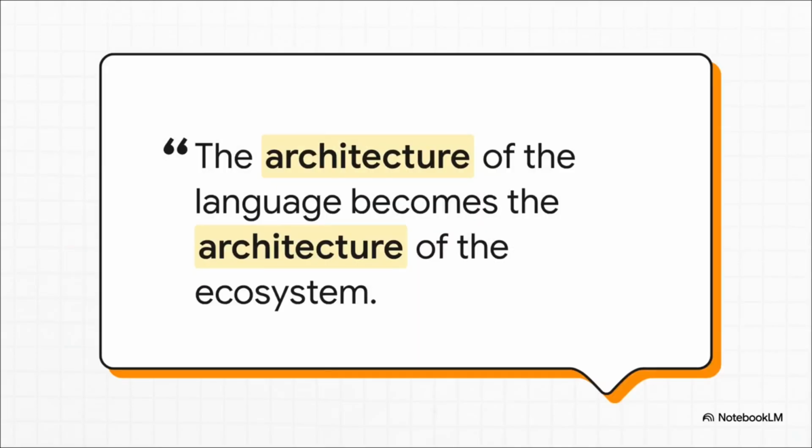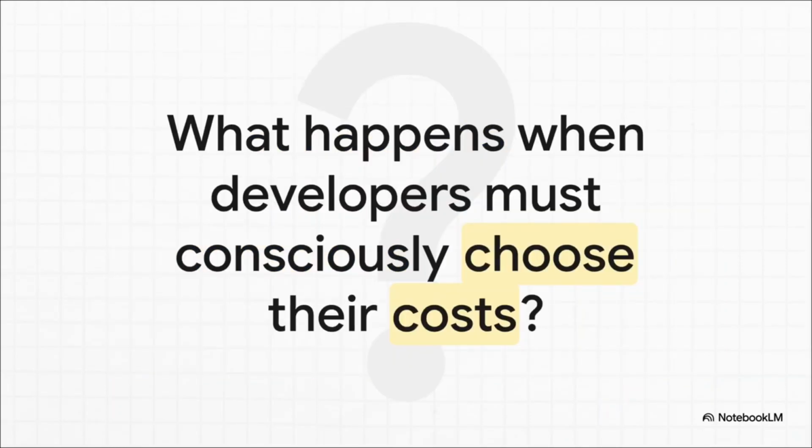So what's the big takeaway here? It's this. Traits are the connective tissue. They're what allows Rust's core values, safety, speed, explicit control, to scale across thousands and thousands of libraries. The architecture of the language becomes the architecture of the entire ecosystem. It creates this incredibly cohesive, incredibly performant world. And that really leaves you with a powerful question to think about, doesn't it? What happens to the software we build, to its quality, to its performance, when the developers behind it have to stop and consciously choose the costs they're willing to pay?